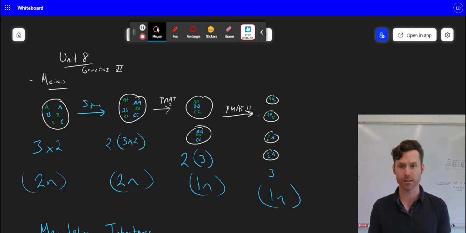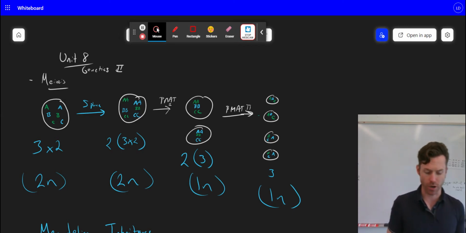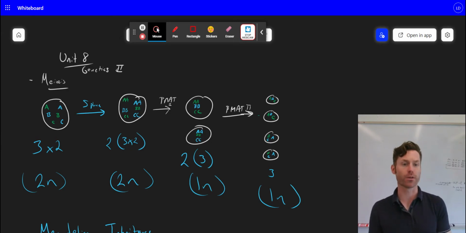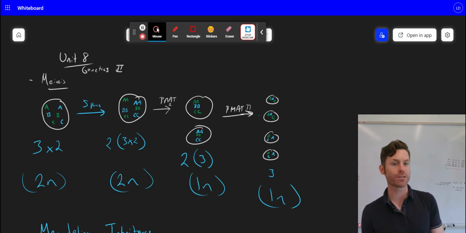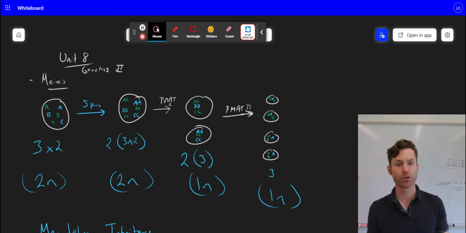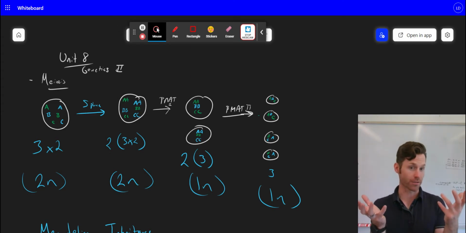This is unit 8, genetics 2. And the first prompt that I want to look at is the one that asks us to model meiosis and describe its products compared to its original starting cell. Okay. So meiosis is the cell division type that we utilize to create the gametes that we need to do sexual reproduction. So those are cells like sperm and eggs.